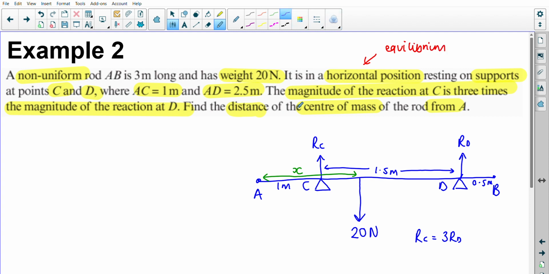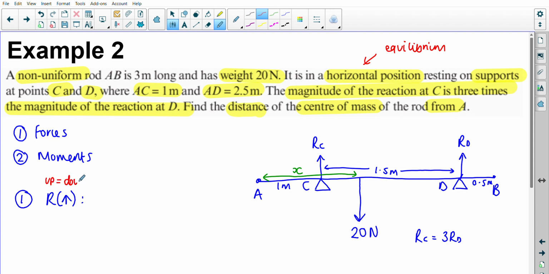And if you're ever unsure with these questions, just give something a go. So remember, I always say, if you want, have a go at finding forces and then have a go at taking moments. So I'll do that now. I'll have a look at forces. So if I resolve upwards, up is going to be down, or vice versa. So I'll have RC, the reaction at C, plus the reaction at D equals 20 newtons.